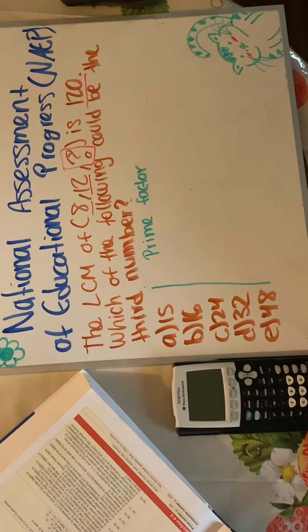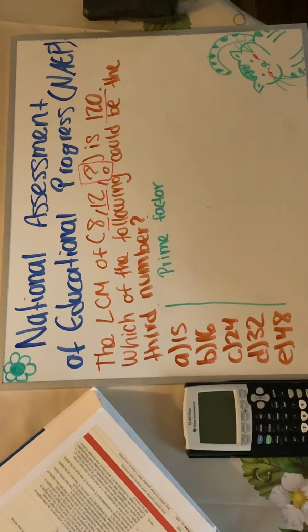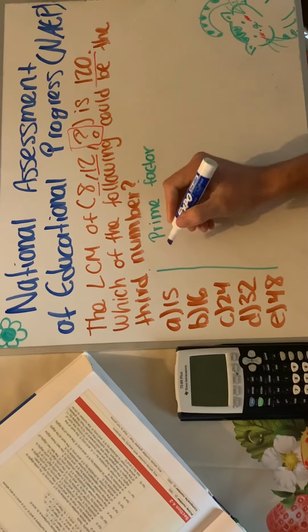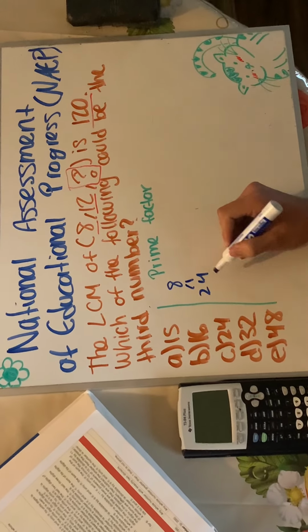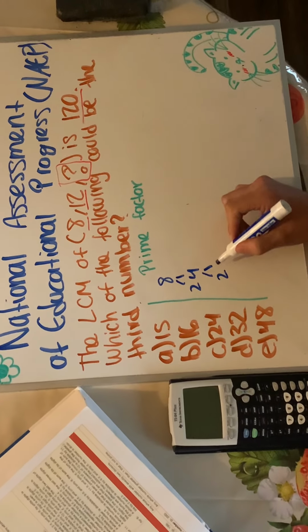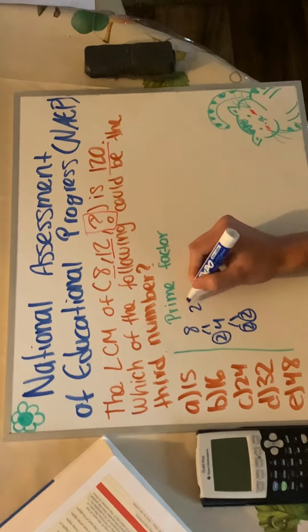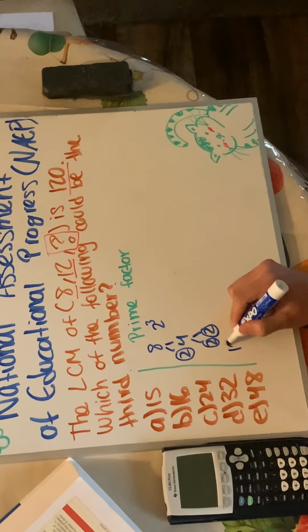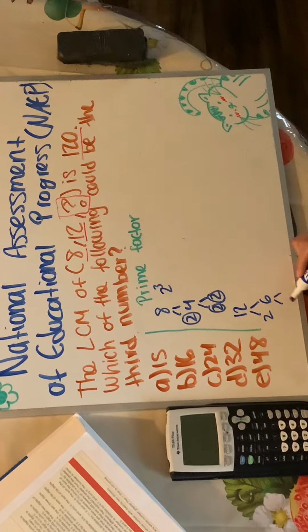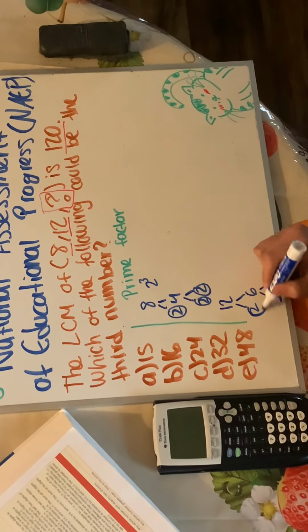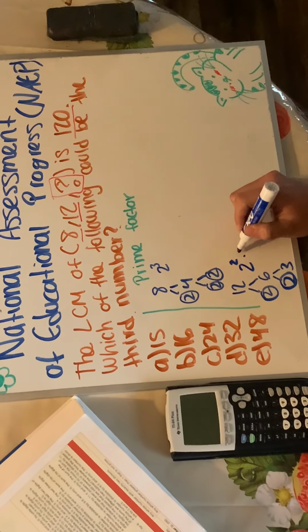So we're going to factor each number that we are given. So let's factor 8. So 8 is 2 and 4, and 4 is 2 and 2. So that is 2 to the cube. 12 is 2 and 6, and 6 is 2 and 3. This is 2 to the second times 3.